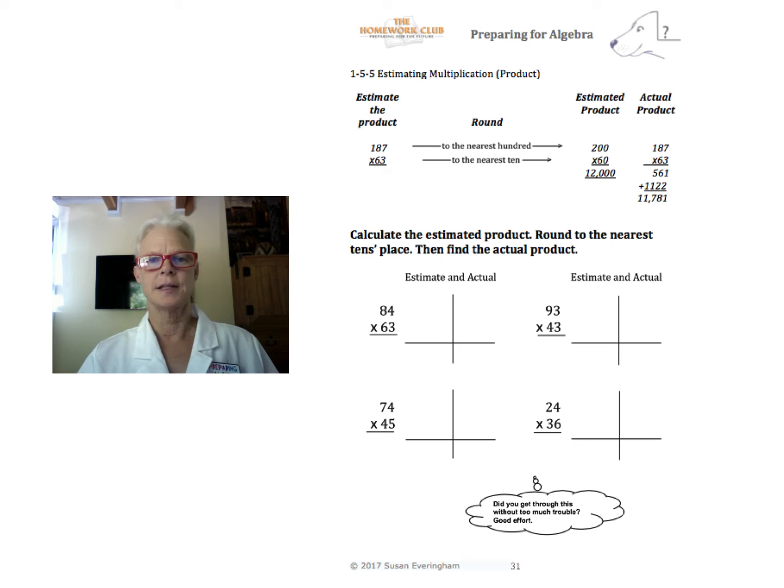Page 31 is a similar page to the estimating with addition and subtraction. So we're going to estimate multiplication. Go ahead and fill out, just like you did the other page, the estimate rounded to the tens place and the actual number, 84 times 63. You can follow the example up at the top, and we'll see you on page 32.